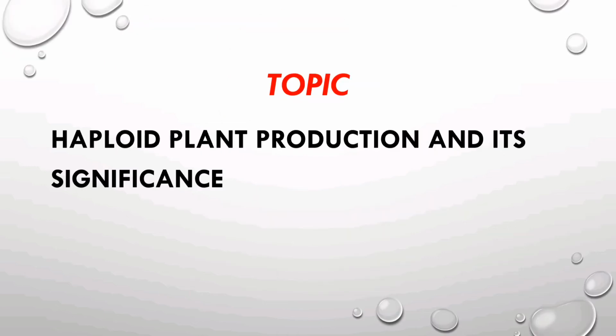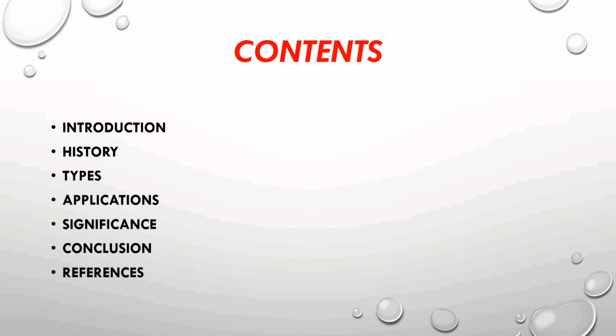The topic is haploid plant production and its significance. The contents are as follows: introduction, history, types, applications, significance, conclusion and references.